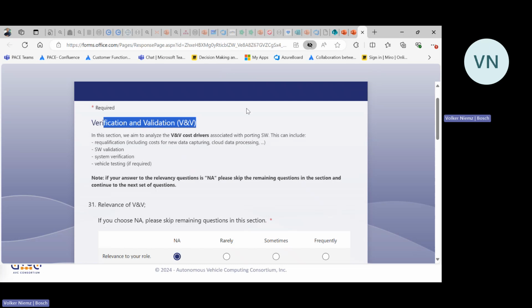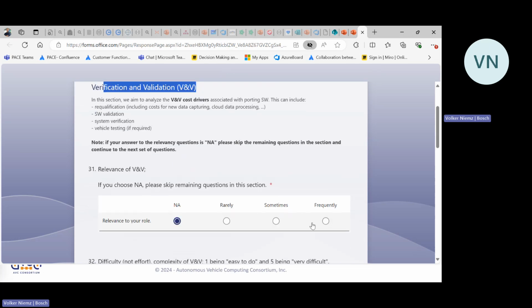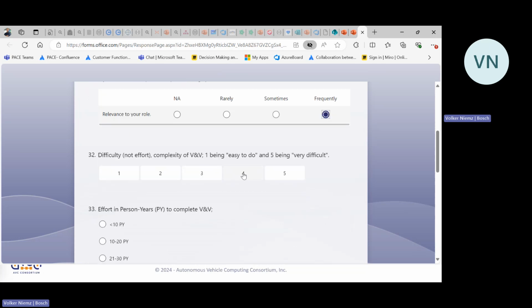The cost is humongous for validation and verification. It's almost equal to the R&D engineering cost. But I think this is also something for you. Is it more frequent? Because with every software update, you have to do something, and the liability is on the OEM. You would say it's something easy, it's just doing, but it's very difficult.